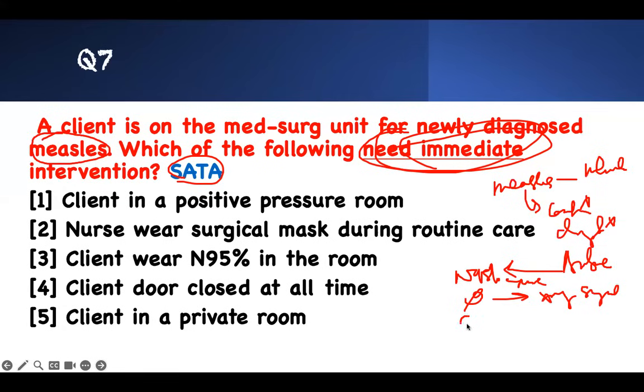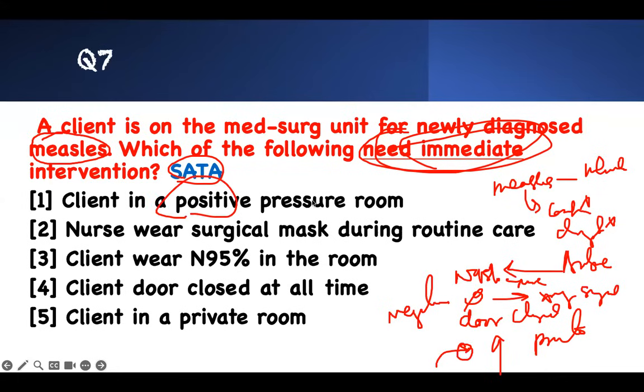The room door is closed, okay? And you go through a side door. You don't go through the main door. Change and go to the patient room. Keep your mask on when you come out until you complete it and you take it off. Client in the private room. So let's look at it. Private room, that room should be what? Negative pressure. Okay?